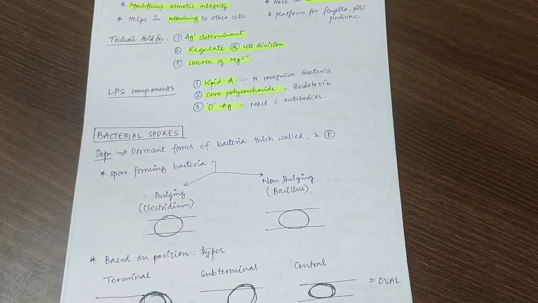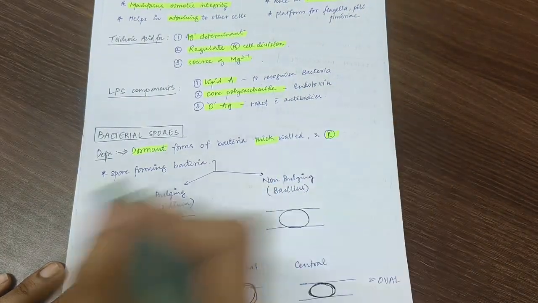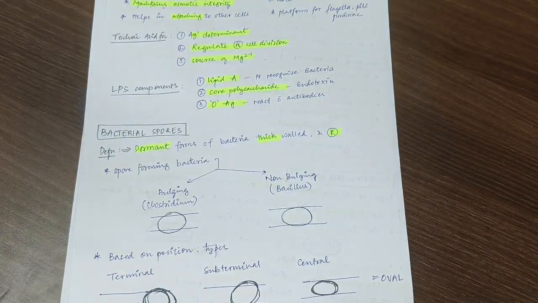Next, coming to the bacterial spores. How are you going to define spores? Basically, spores are the dormant forms of bacteria which are thick-walled and resistant to so many things in the surroundings. They are dormant, they are thick, and they are resistant. These are the things you are going to mention in a definition.